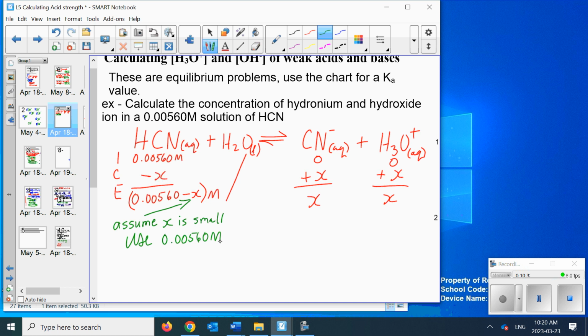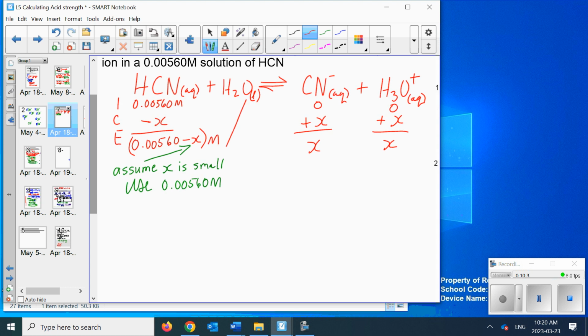We're going to use 5. Okay, now I'm going to get back to the problem here. A Ka expression. It's K equilibrium, but because it's an acid problem, we're going to just call it Ka. And that's the same way we always did expressions. CN negative, that's part of it. H3O positive.